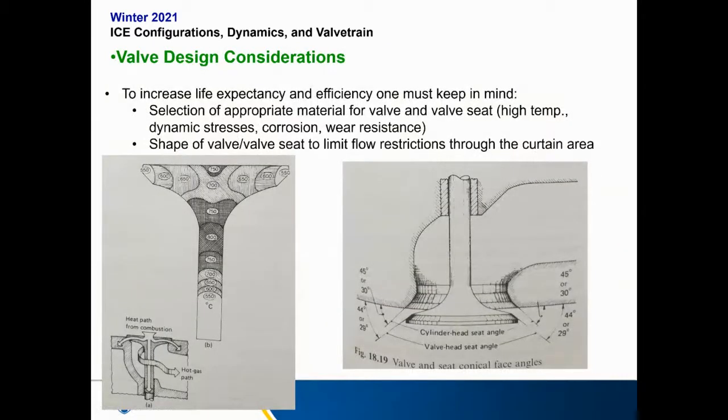There are some considerations when you're actually designing the valve. We want to expect life expectancy and efficiency, so we want to select appropriate material for the valve and valve seat. It's a high temperature, there are dynamic stresses, there's corrosion, and you want to consider wear resistance. We also want to consider the shape of the valve seat to limit flow restrictions through the curtain area. Now the curtain area is basically the flow area between the valve seat and the actual valve itself. So the only thing I want you to take away from this is that valve design is actually quite complicated, and that it's a difficult piece of the engine to design because of all the criteria that's placed on it.